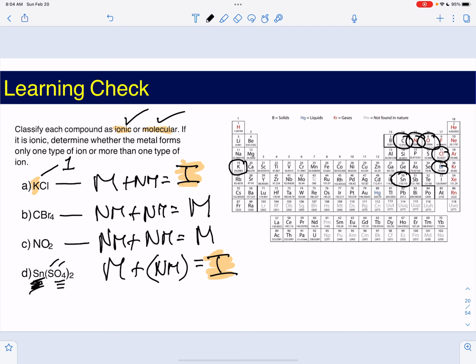The metal here is tin, which is not a transition metal. However, tin is one of the exceptions. Tin will have more than one type of ion. So how are you supposed to know that if it's not a transition metal? Well, when you read the textbook, it tells you some of the exceptions. So when you do this, make sure you're referring to the notes in the textbook. Lead is the same story.